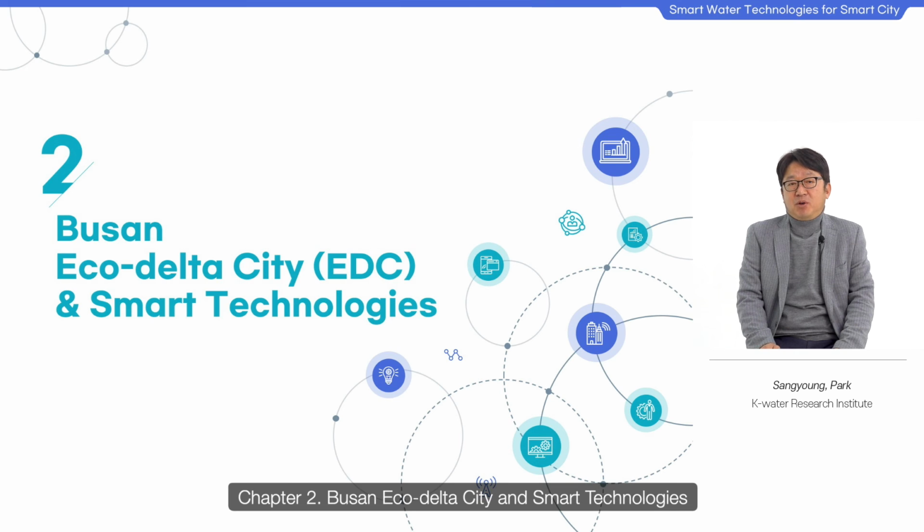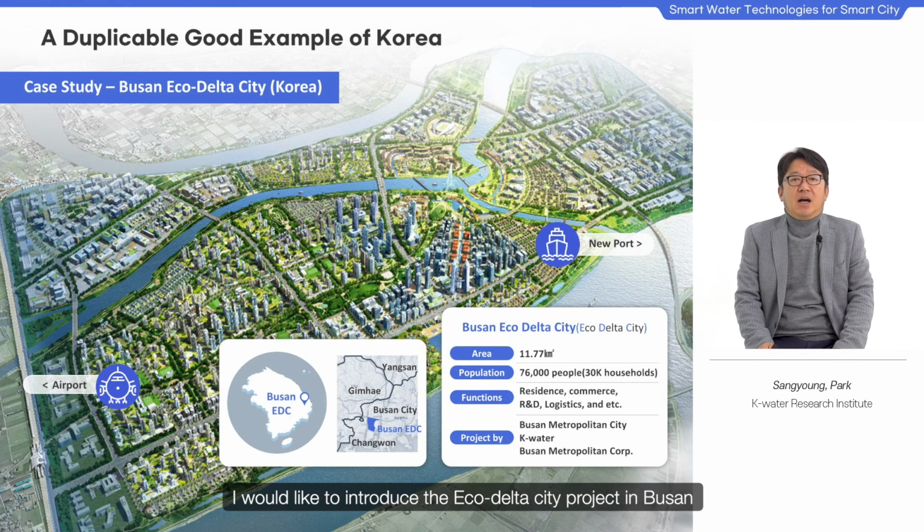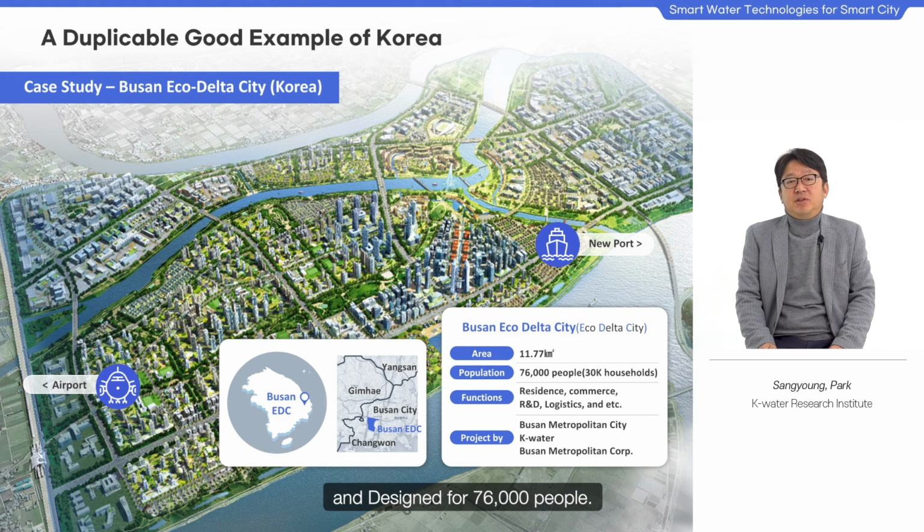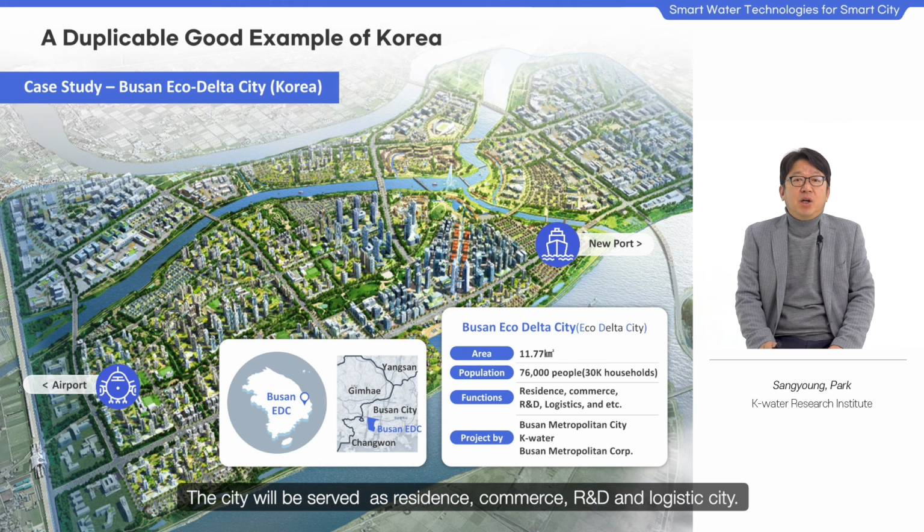Now let us move on to Chapter 2, Busan Eco-delta city and smart technology. I would like to introduce the Eco-delta city project in Busan as a duplicable, good example of smart city development. Busan is located at the southern coast of the Korean Peninsula. The total area of Busan Eco-delta city is about 12 square kilometers and designed for 76,000 people. The city will serve as a residence, commercial, R&D, and logistics city.